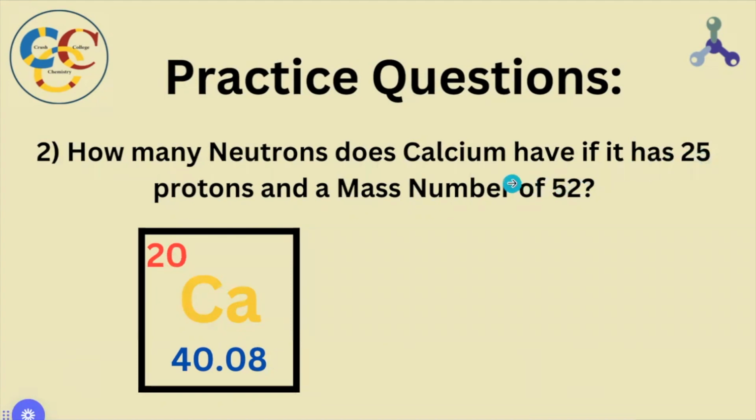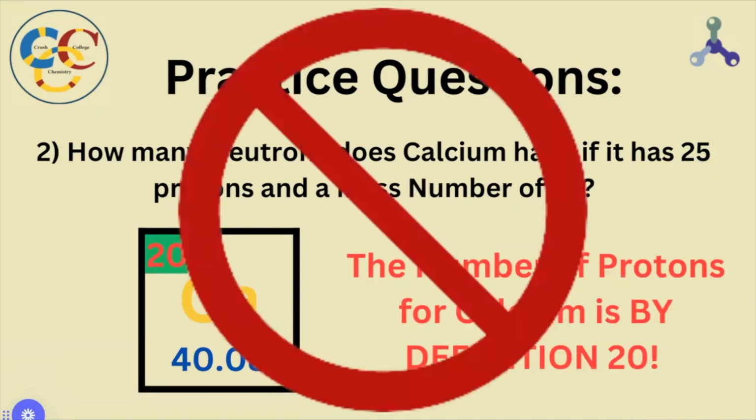Does that mean that this is a special type of calcium that has 25 protons? No, because atomic number is inherent; it's characteristic of the particular atom. The element, I should say, is synonymous with the number of protons, or the atomic number, it has. What actually does have 25 protons? That's manganese. And so, this is a trick question.